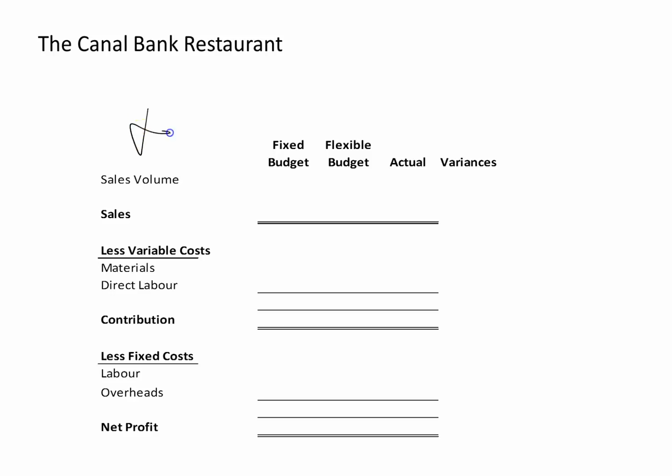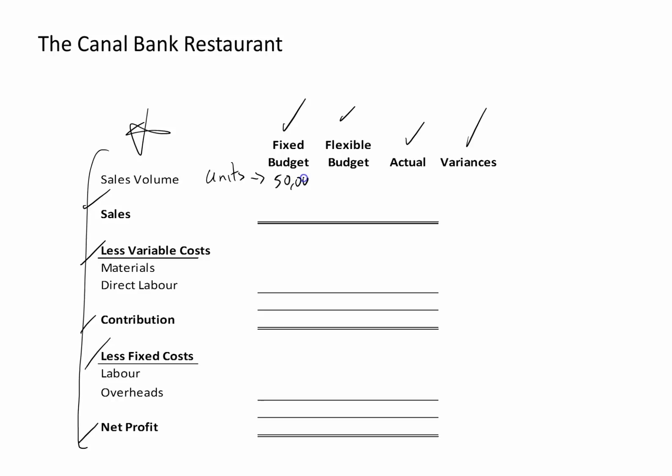On the left hand side is our financial information: sales, variable costs, contribution, fixed costs, and profit. Note the financial information is set up as a marginal costing format. We have columns here for the fixed budget, the flexible budget, the actual results, and on the right hand side I'm going to calculate my variances. In sales volume, the first thing I'm going to do is put in units, so across here I'm going to put in the total number of units.